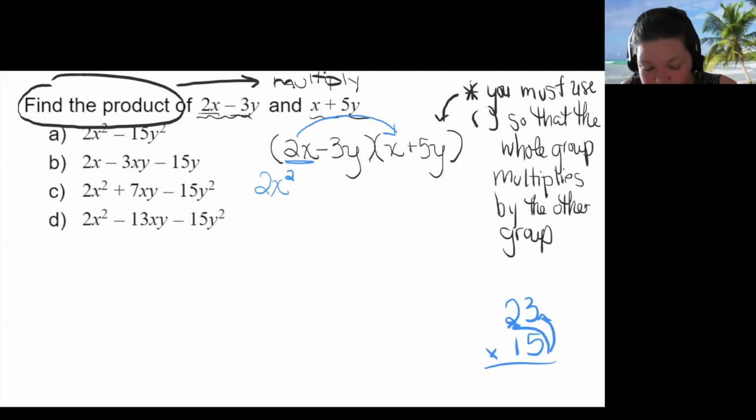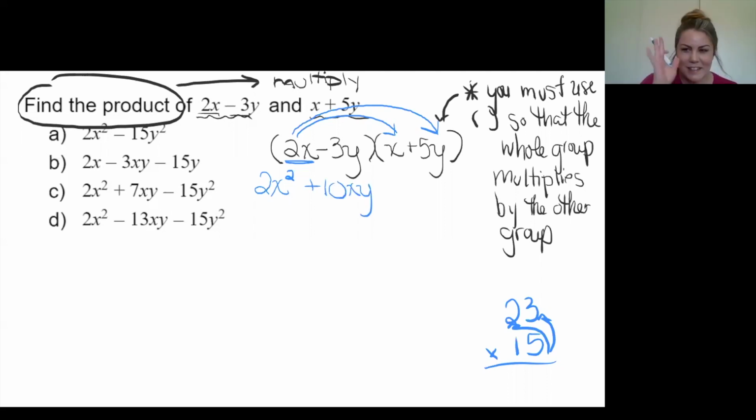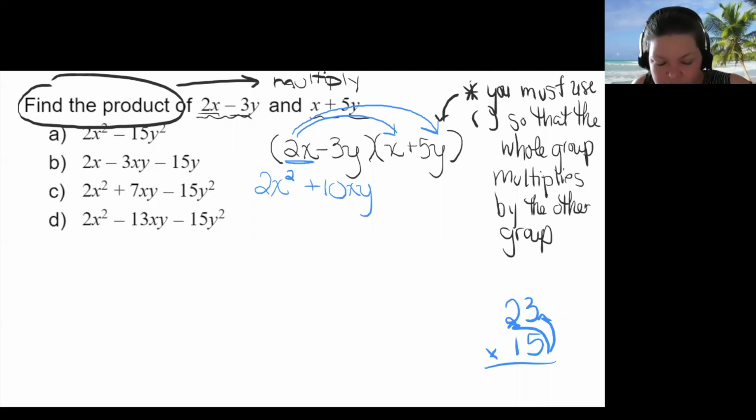Like when I'm multiplying 23 by 15, I multiply the 5 by the 3 and the 5 by the 2. Same thing here. I need to multiply the 2x by the x, but I also need to multiply the 2x by the 5y. So what is 2x times 5y? 10xy. Yes. Now that 2x has multiplied with every term in that parentheses, I'm done with 2x. And now I can move on to passing out the negative 3y.